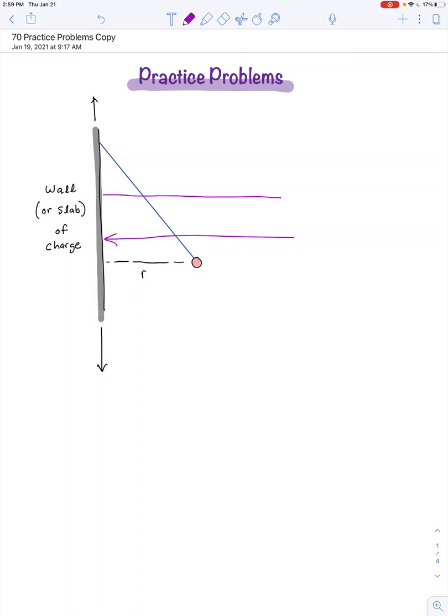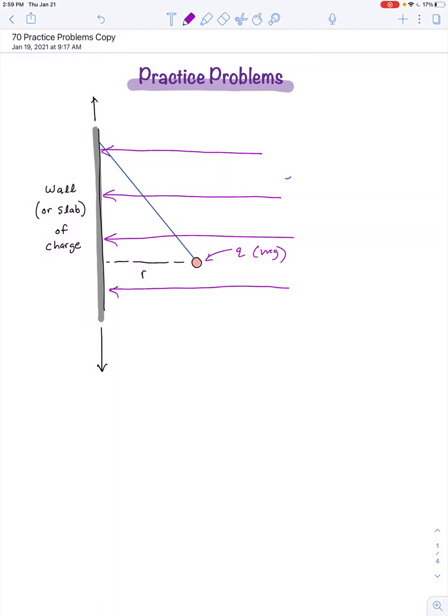So remember, electric field lines are meant to show us what the force would be on a positively charged object, or what the force would be on a test charge. So like I say, if this slab has excess electrons on it, then any test charge released in the vicinity of this slab of charge would want to accelerate towards the wall. Okay, so then we know this charge here must be negative, because it looks like it's being forced opposite the direction of field lines.